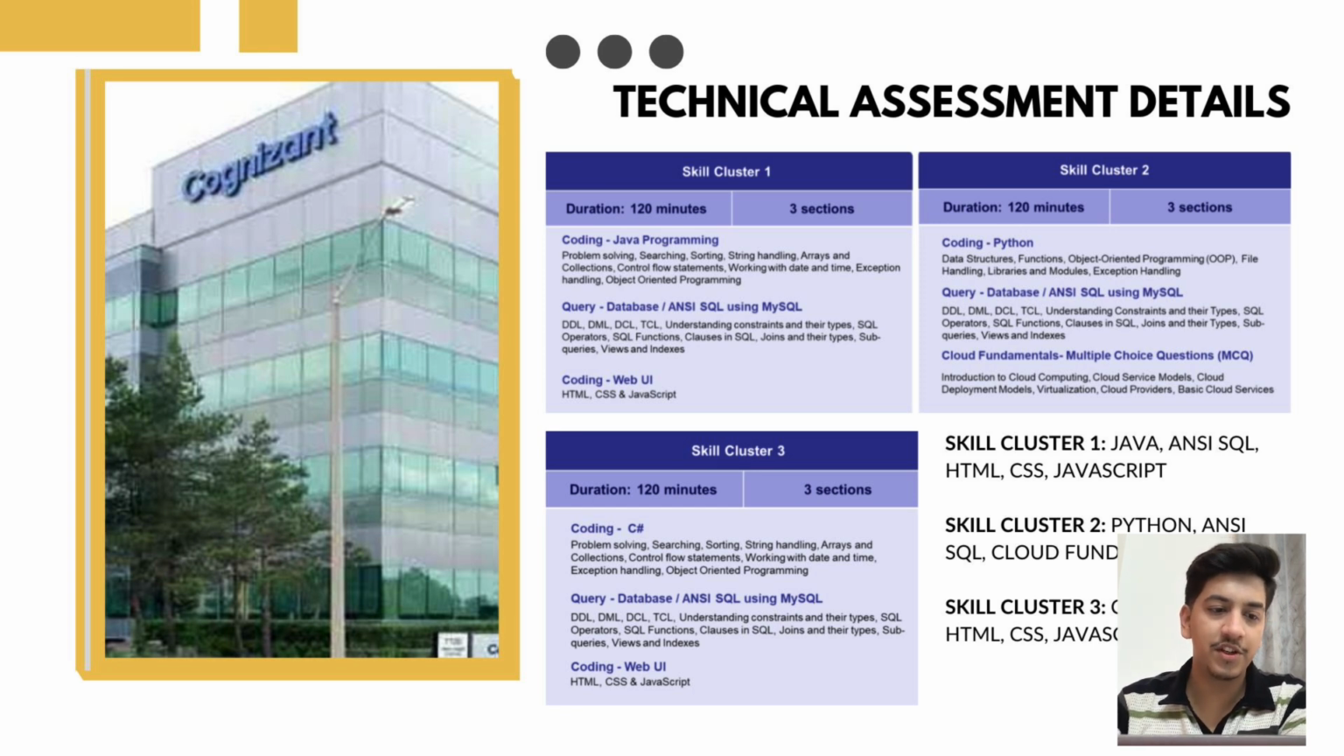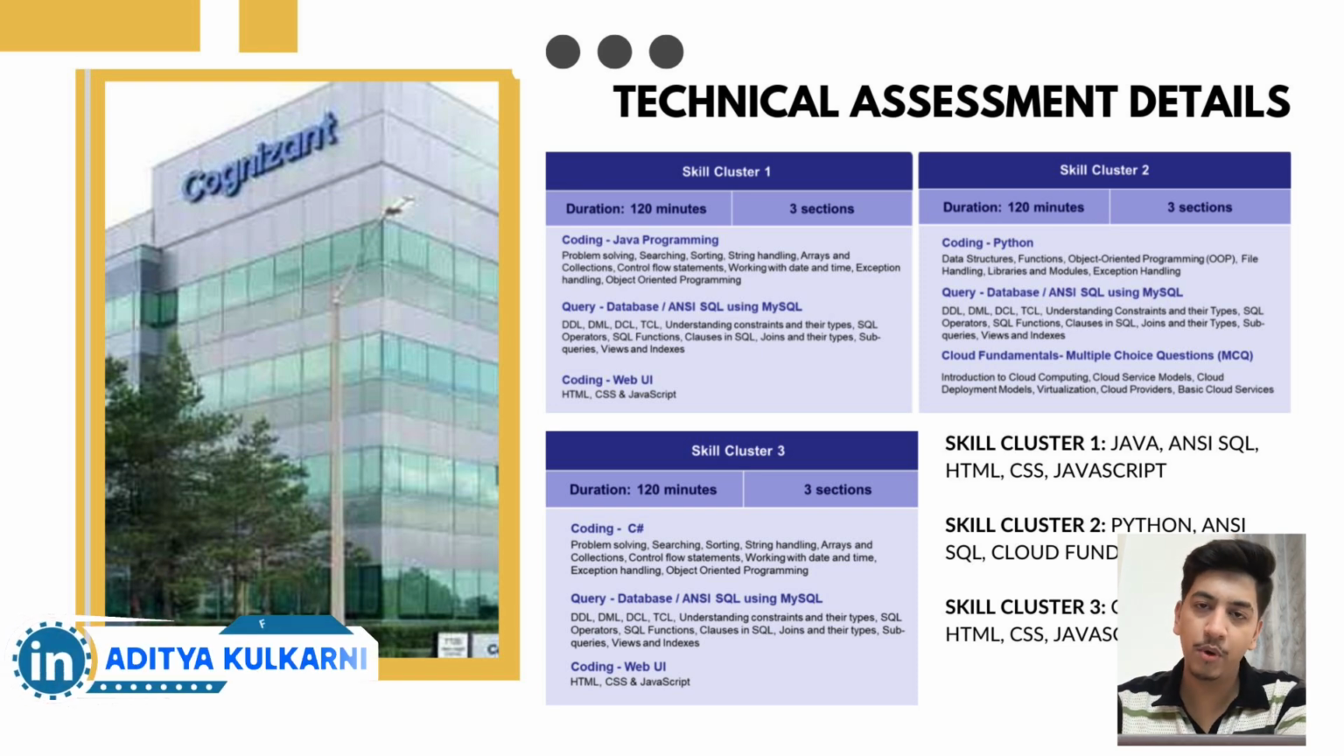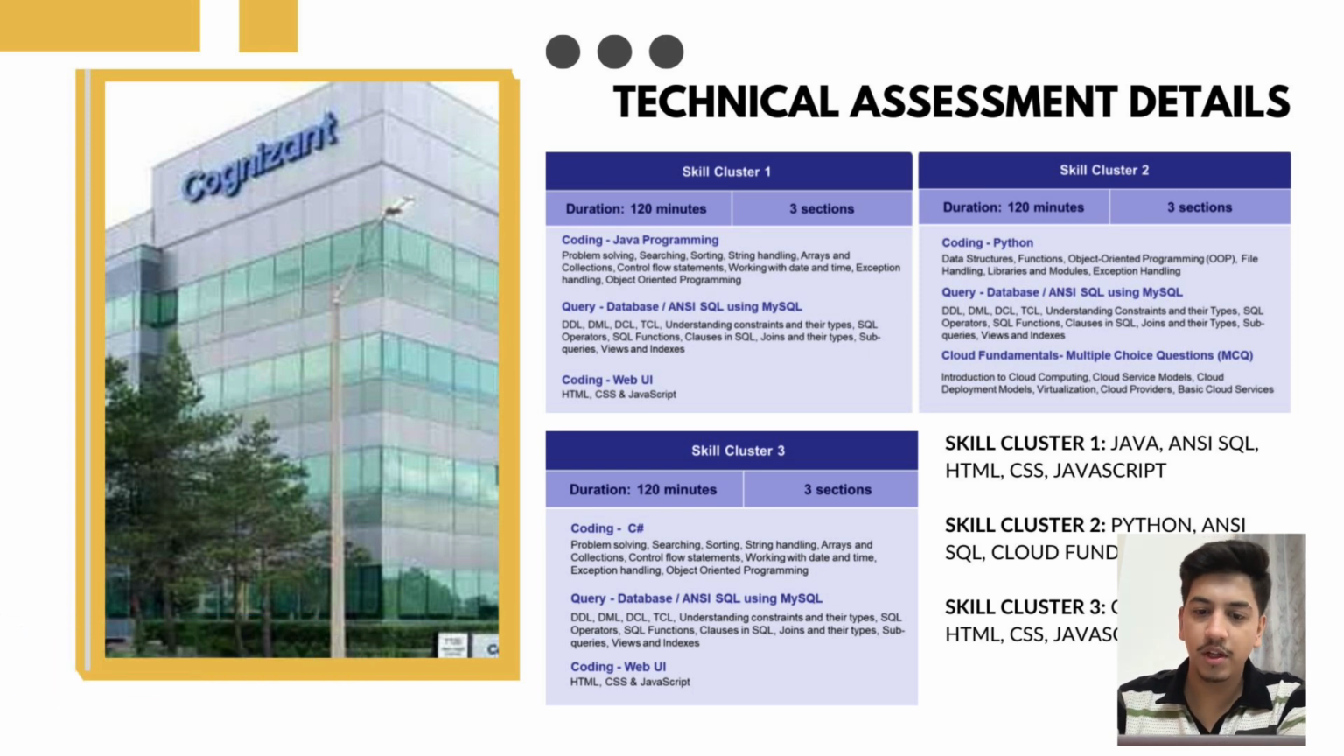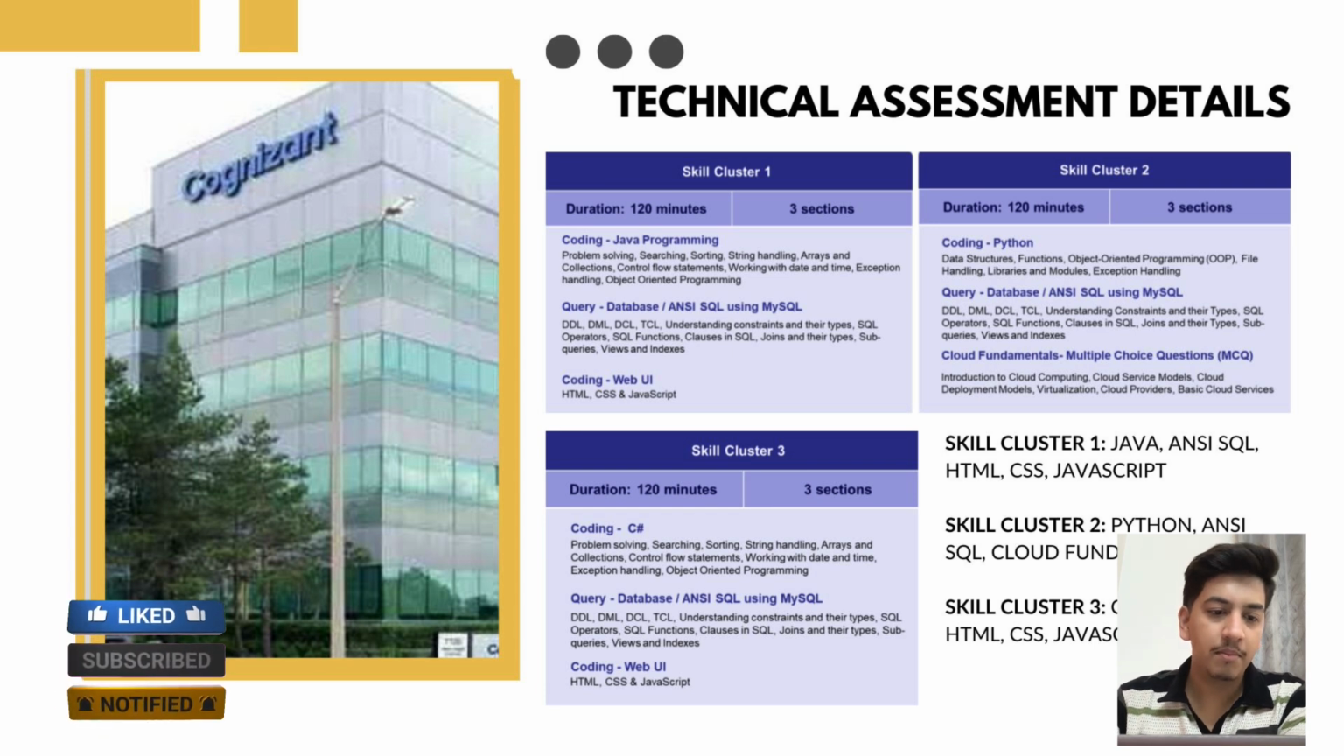So the first section is SQL. You will get 2 query based questions to solve in 35 minutes. Second is Java programming, where there are 2 coding questions with a total time of 16 minutes. And third one is web UI, which consists of HTML, CSS and JavaScript. 1 question and you will have 25 minutes to solve it. Total time is 120 minutes in all.